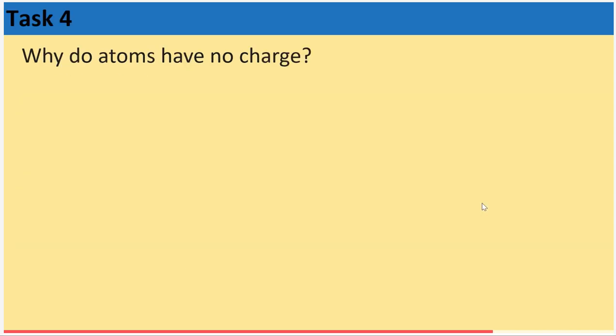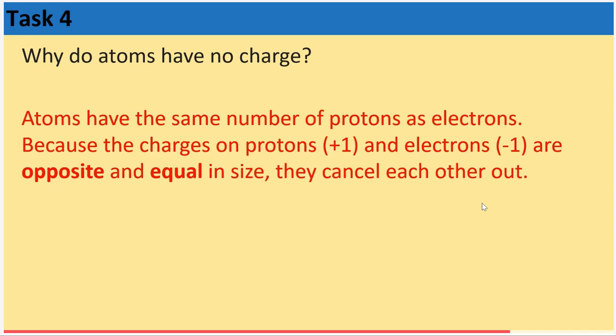Okay, so next little task for me. I'd like you to try and answer this question. Why do atoms have no charge? Pause the video now and answer that question for me, please. Okay, so you should have put something similar to this. You need two parts to answer this question. The first part is by stating that atoms have the same number of protons as electrons. And then because the charges on the protons are +1 and the electrons are -1, opposite and equal in size to each other, they cancel each other out.